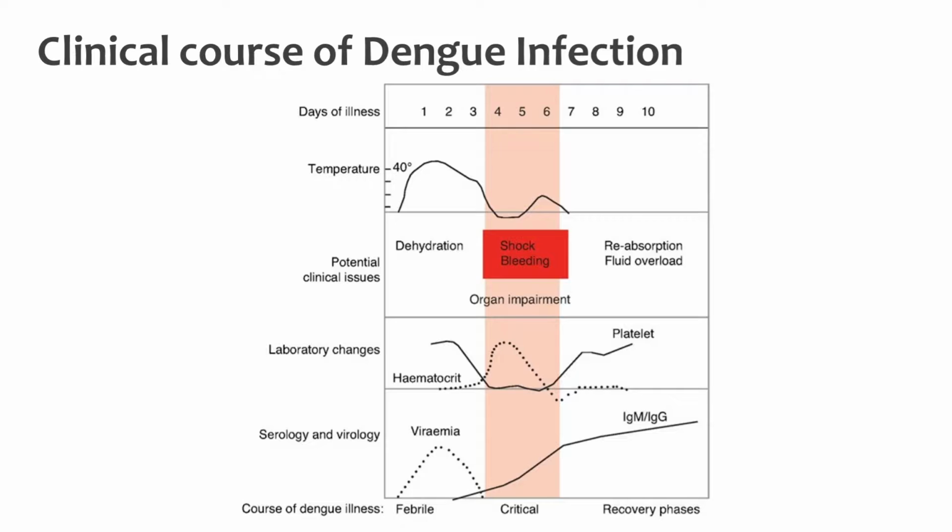This is about the clinical course of dengue infection. The course of dengue infection starts with the febrile phase, followed by the critical phase, and ends with the recovery phase, lasting around 2 to 7 days. During the critical phase, which occurs around 24 to 48 hours, some potential clinical issues may happen, such as shock due to severe plasma leakage, bleeding, or severe organ impairment.